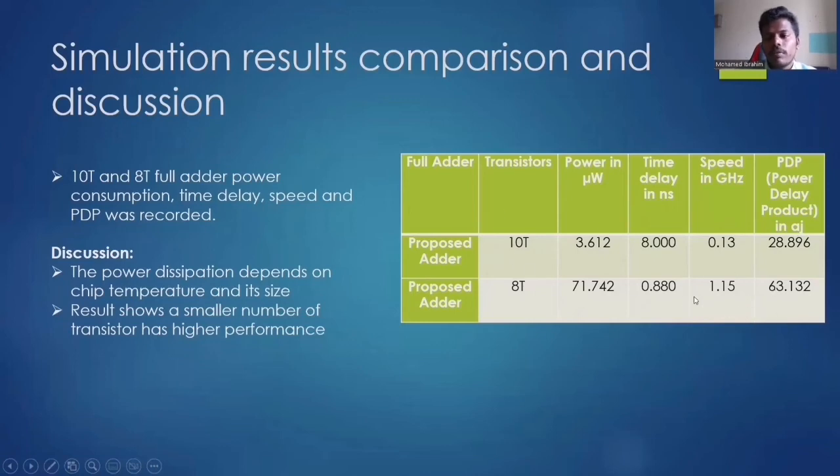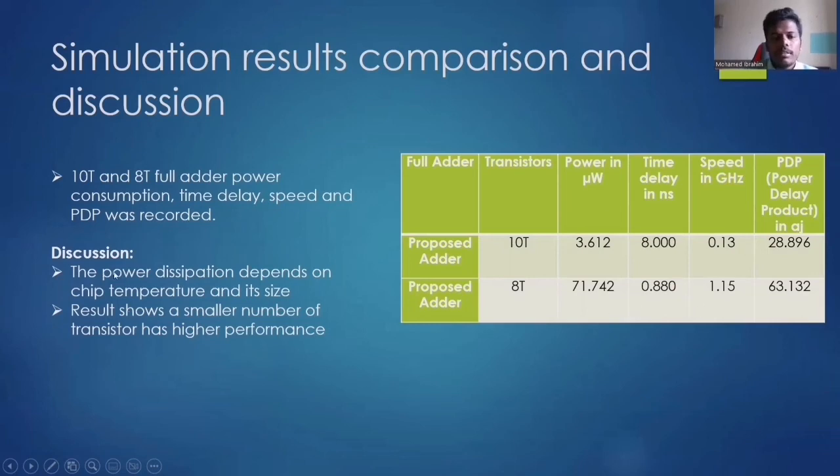For the 8 transistor, we are getting 1.1550. For the power delay product, we multiply the power and the time delay. So we are getting 28.896, and for the 8 transistor, we are getting 63.132. Okay, so these are recorded from the Microwind tool simulation.